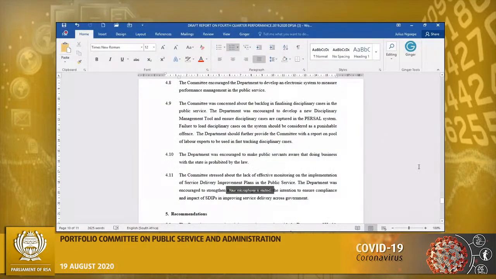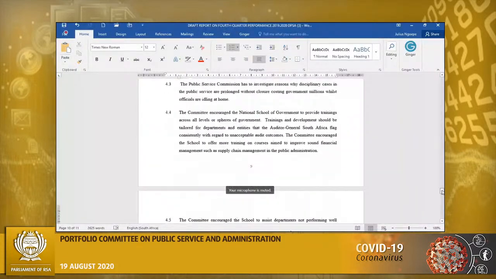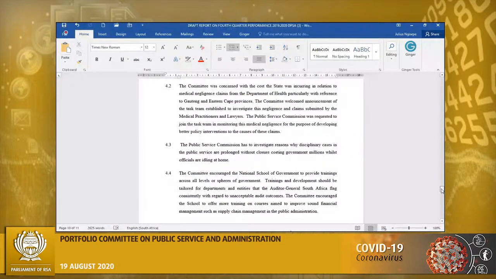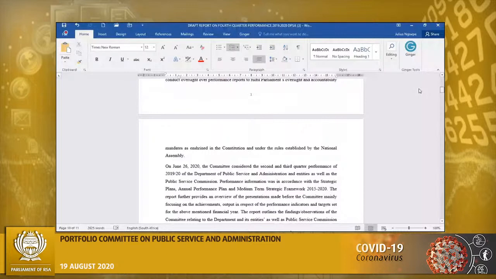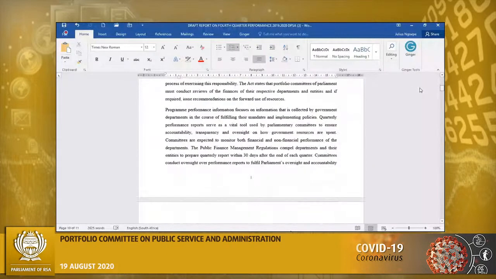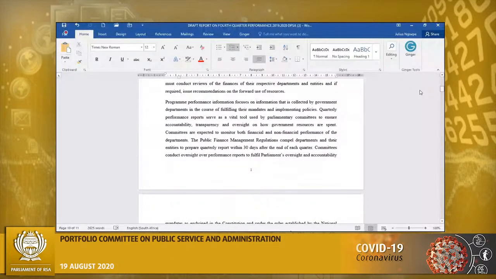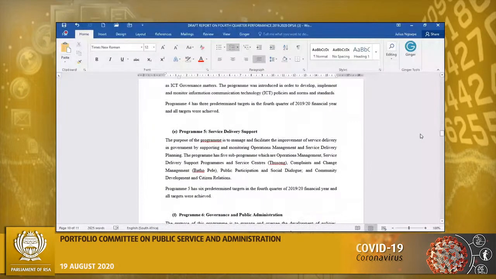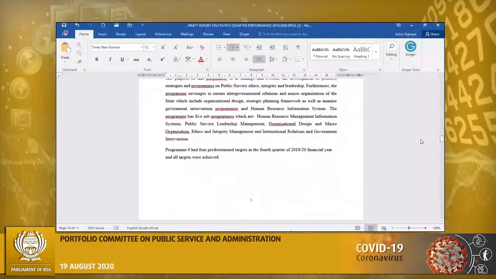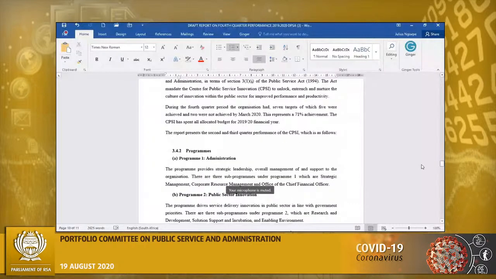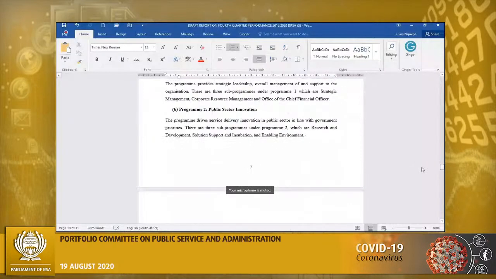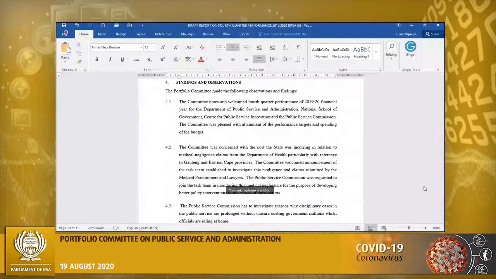The next report, Honorable Chair and Honorable Members, is the report for the DPSA, with regulations that the committee made. They read as follows.